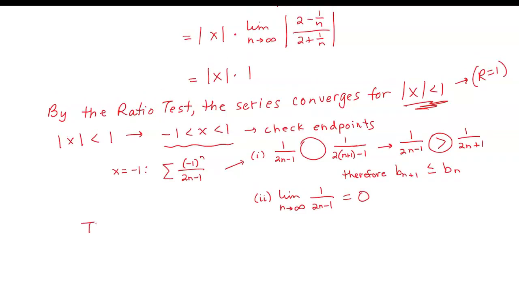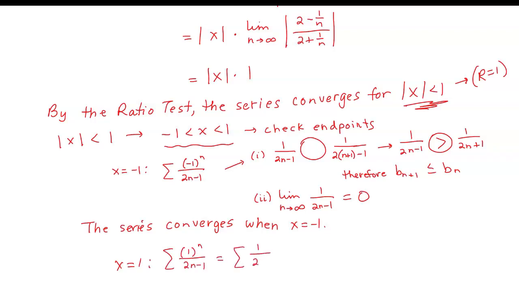Therefore, the series converges when x equals negative 1. That means negative 1 will be included in the interval of convergence. Now let's check when x equals positive 1. Substitute positive 1 in for x. We get 1 to the nth power over 2n minus 1, which is just 1 over 2n minus 1.